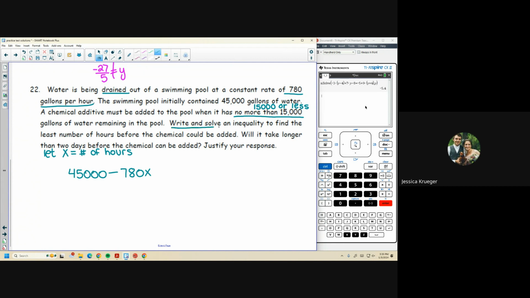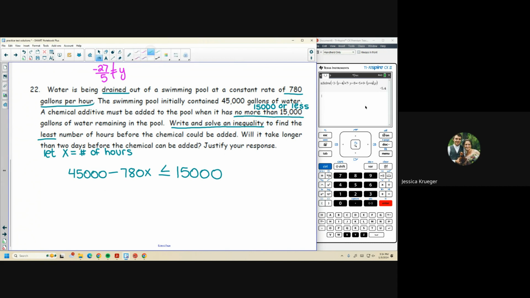It says write and solve an inequality to find the least number of hours before the chemical could be added. So before I go any further, I'm going to answer that question first. I know it can be added when it has no more than 15,000 gallons. So when the amount of water, which is represented by this expression here, is less than or equal to 15,000. So as long as it's 15,000 gallons or less, I'm good to go.